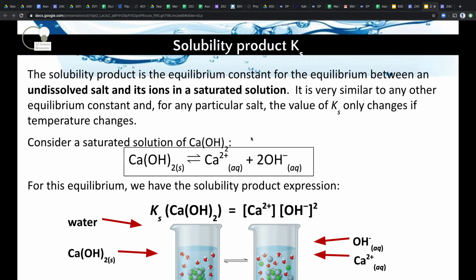So K sub S. Now for any equilibrium equation, we can write the corresponding mathematical expression, right? And notice there's no denominator in this expression. That's interesting, because we see in the equation, in this case of calcium hydroxide, it's in equilibrium with calcium ions and two equivalents of hydroxide ions. So we have reactants, we have products. Why isn't calcium hydroxide included in the equilibrium expression? Because it's a solid, and that's one of our rules.